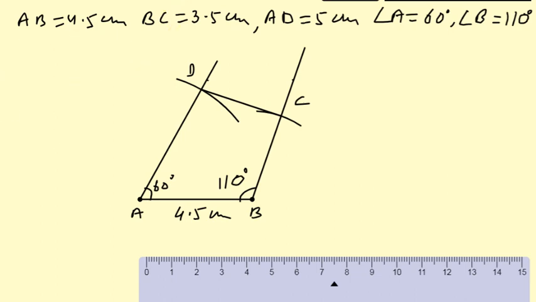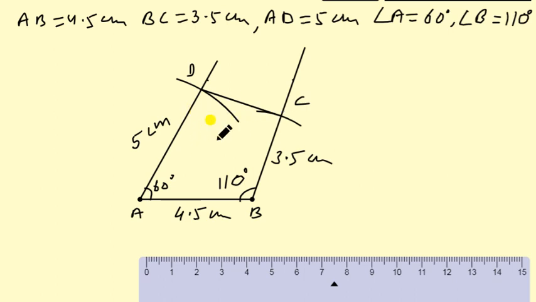And write all these sides with the help of a pencil. BC is what? BC is 3.5 centimeters, so you can write 3.5 centimeters. Now what will be this distance? That is AD. AD is 5 centimeters, so you have to write 5 centimeters. And all these are completed.